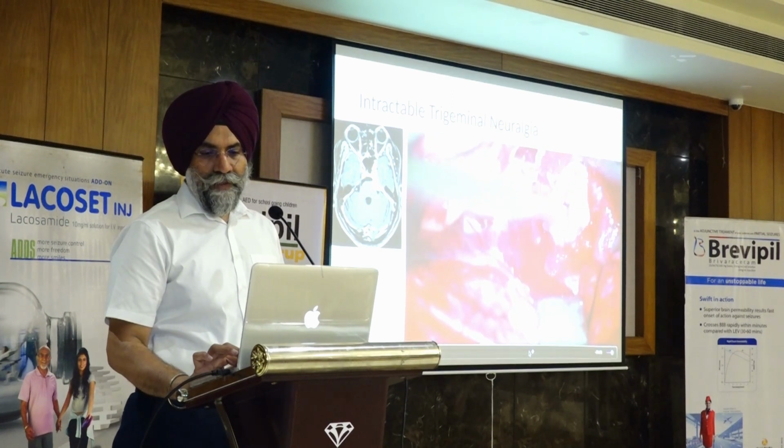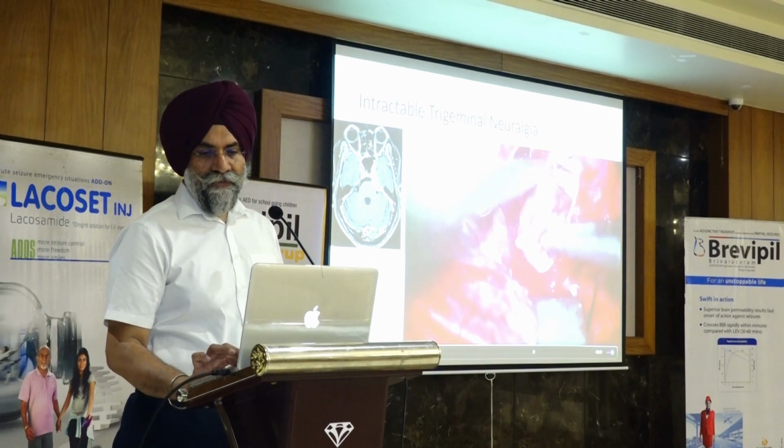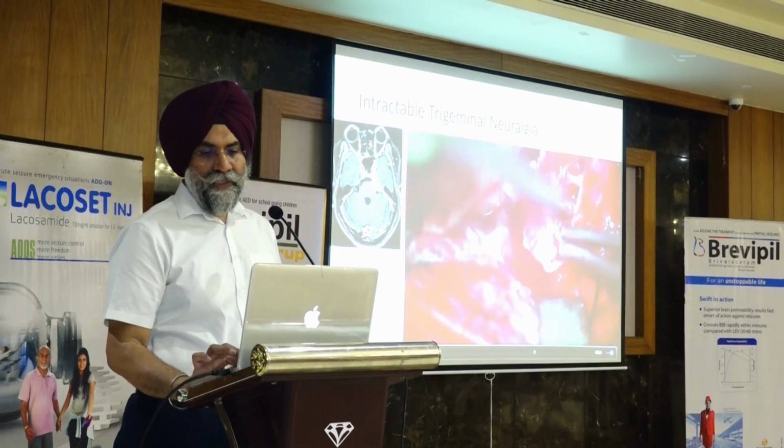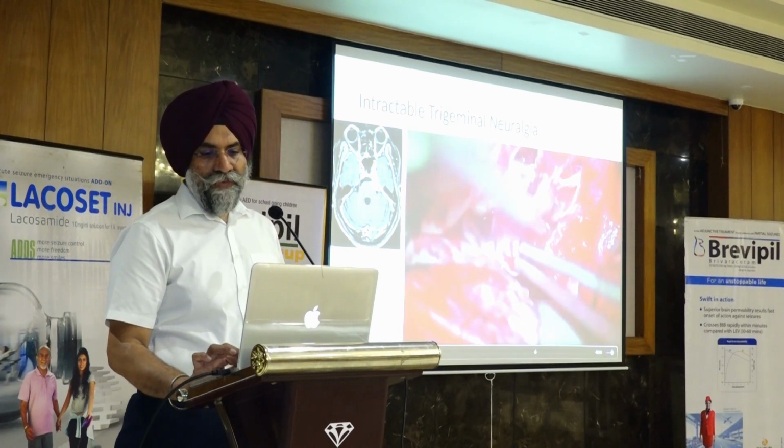Now you see that this whole tumor is coming out in one piece, and the fibers of the fifth nerve are completely preserved. It's a very good plane of cleavage. So you can just dissect it out completely.